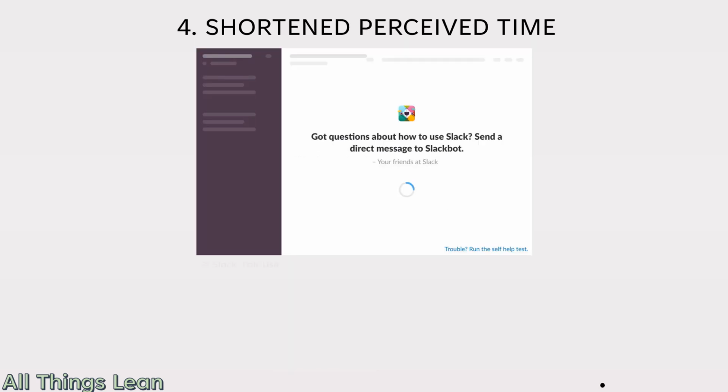Shortened perceived time. Years ago, Houston airports suffered from many complaints about long wait times at their baggage claim. Even when they reduced wait times to within the industry standard of 8 minutes, complaints kept flooding in. After investigation, they found that it only took passengers 1 minute to walk from the gate to the baggage claim, where they would then have to wait 7 minutes to collect their bags.